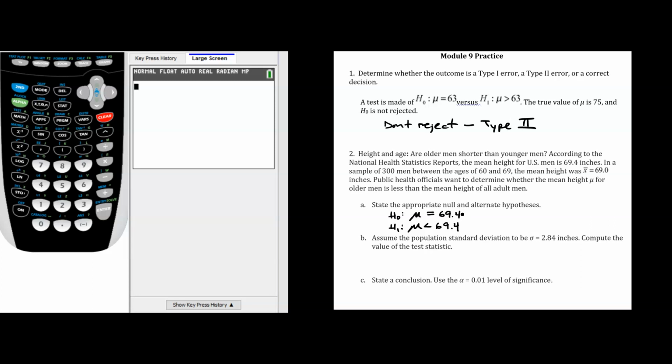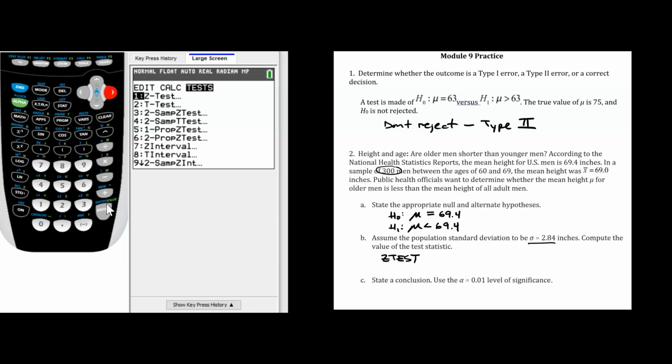Part B, let's assume the population standard deviation sigma is equal to 2.84. Compute the value of the test statistic. So when you're doing a hypothesis test and it involves means and you're given sigma is equal to 2.84, this is a z-test problem. The other thing is, it's not mentioned in this question, but the sample size needed to be sufficiently large, and I think it was. I think we had a sample of 300. So let's go to z-test and plug in our stats and see if we can get a test statistic, get a p-value, and then state a conclusion.